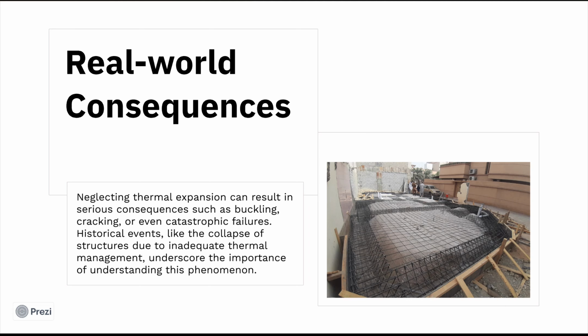Real-world consequences. Neglecting thermal expansion can result in serious consequences, such as buckling, cracking, or even catastrophic failures. Historical events like the collapse of structures due to inadequate thermal management underscore the importance of understanding this phenomenon.